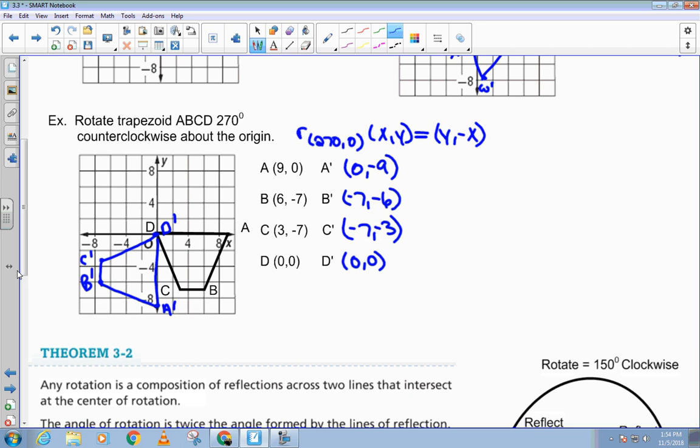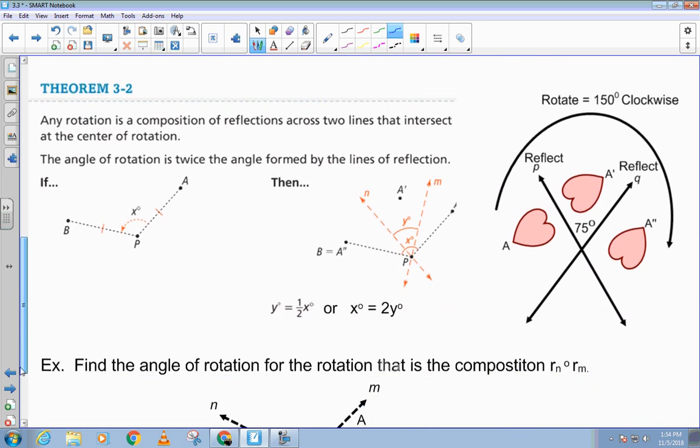Okay? Alright. Now, you remember the other day when we reflected over parallel lines. Do you remember what happens when you reflect twice over parallel lines? What do you get? A translation, right? And it's twice the distance between the parallel lines, yes? Okay. If you reflect over intersecting lines, you get a rotation. Now here's the book's definition. Here's my picture. Now this is actually a clockwise rotation, but it works clockwise, counterclockwise. See how I have my heart, and I reflect it over P, and then I reflect it over Q. See, A maps onto A prime, and then A prime maps onto A double prime. You actually get a rotation.